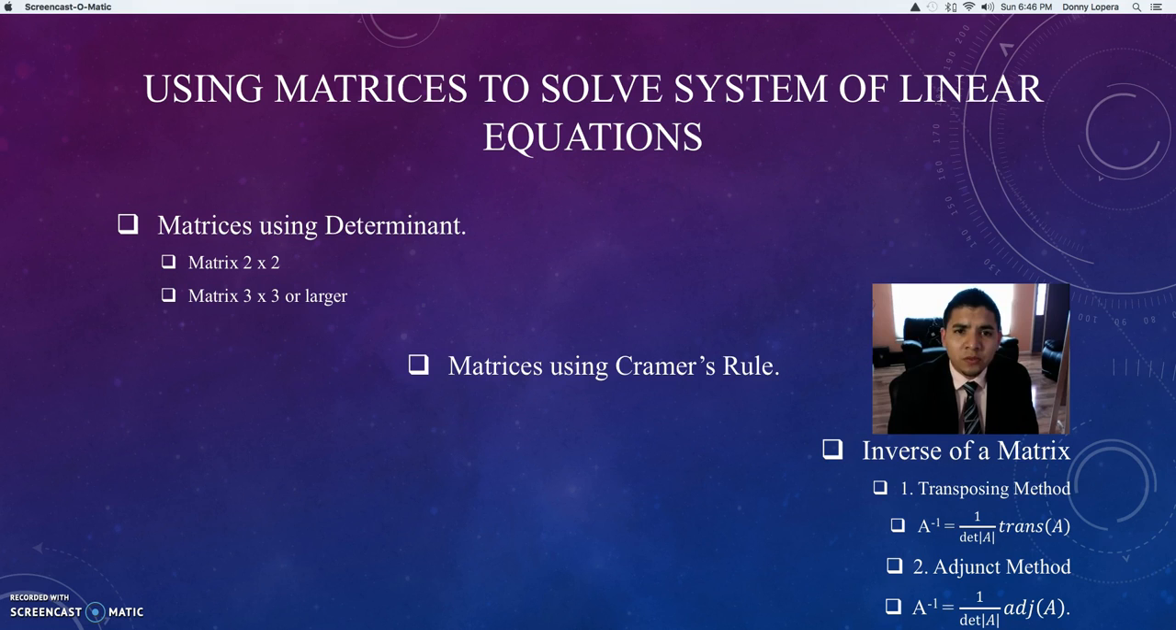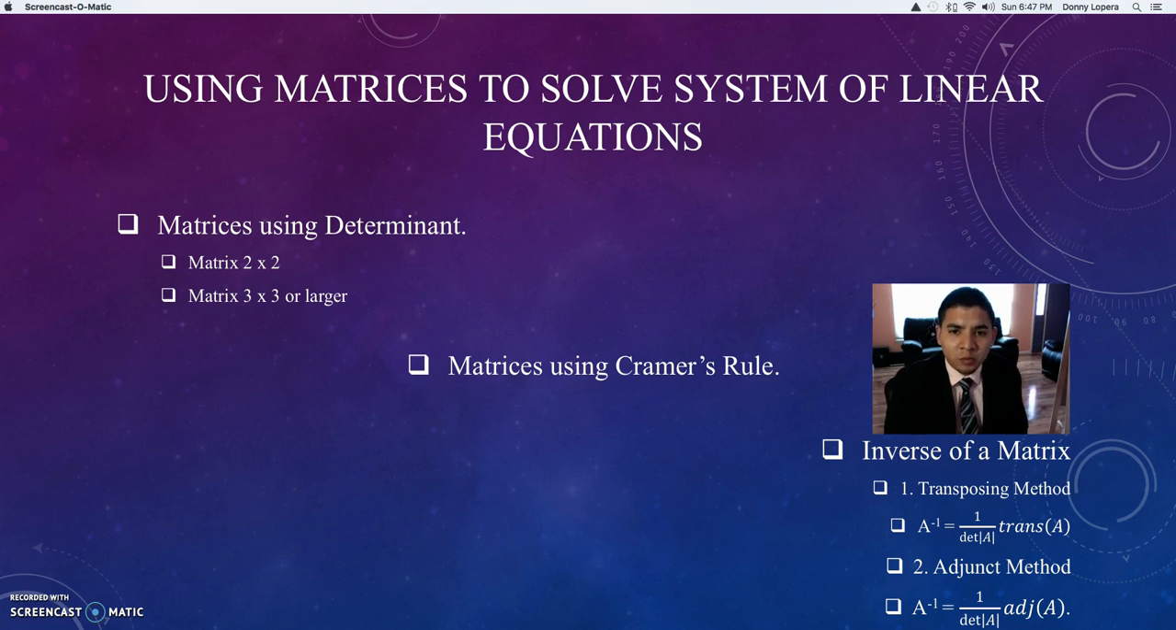Also, the inverse of a matrix is used to solve systems of simultaneous equations. There are different ways to find the inverse of a matrix. The first method is called transposing. It involves the use of the determinant of the matrix after you interchange the leading diagonal elements and change the sign of the other two elements. The definition is on the board: A inverse is equal to 1 over the determinant of A times the transpose of A.